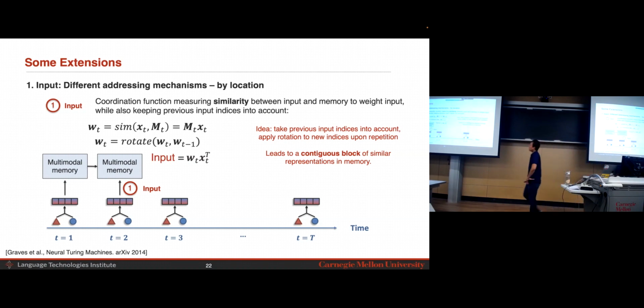Right. So again, taking an xt, computing a similarity that gives you WT, the proposed set of weights across a memory location at time step t, applying something like a rotation function or any function that takes into account previous weights, and using that to weight your inputs.